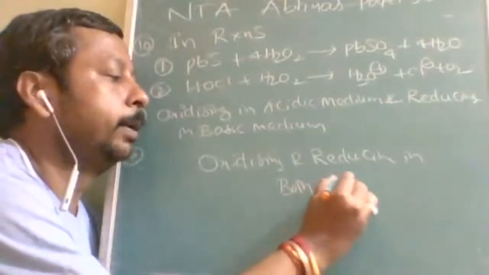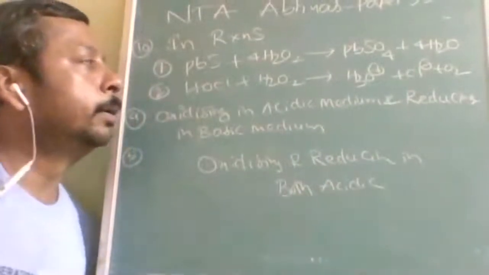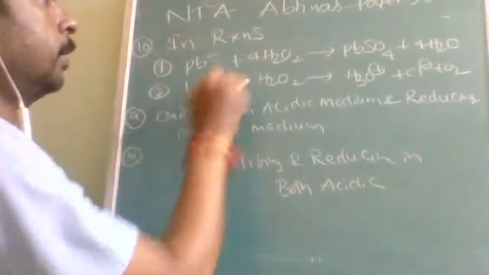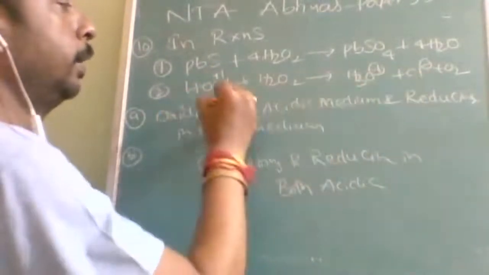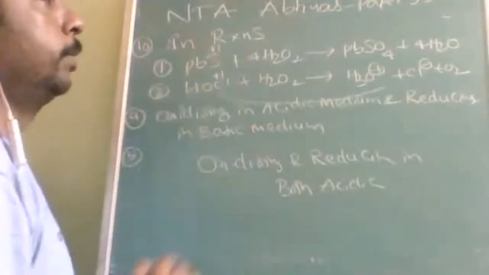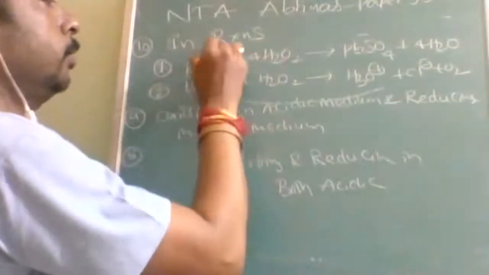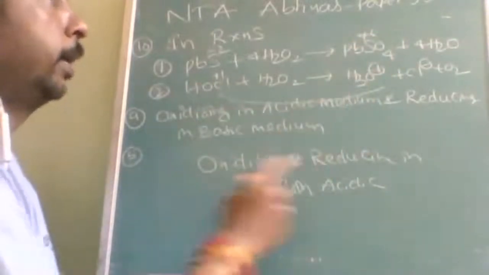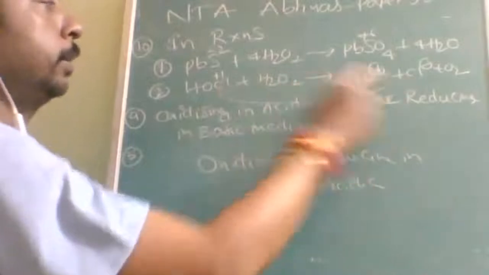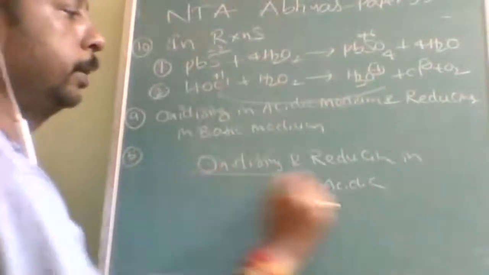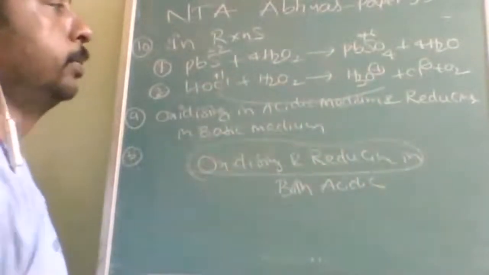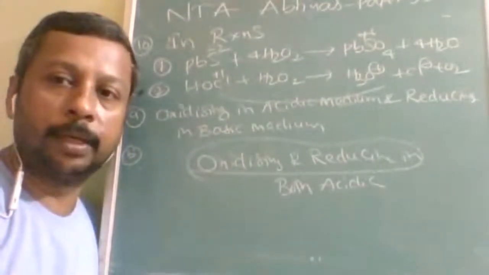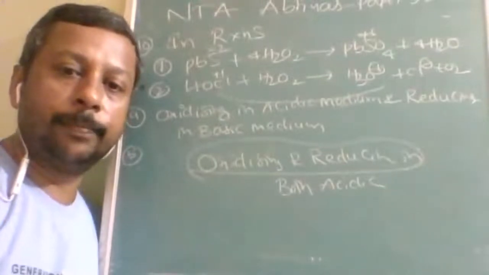In acidic medium, see simple here. If you check here, chlorine is +1 and it is reduced, and here sulfur goes from -2 to +6, so oxidizing also and reducing also. Here it is reducing and here it is oxidizing. So it acts as oxidizing and reducing, understood, in both media.